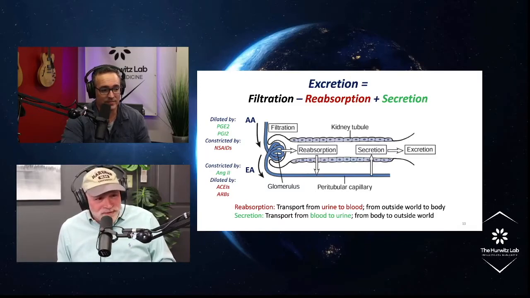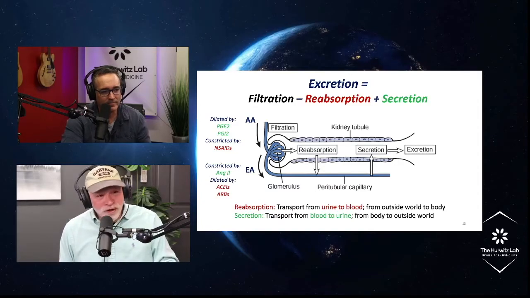So reabsorption is a big thing. The proximal tubule does two-thirds of that for most of the GFR. So most of the GFR is reabsorbed in the proximal tubule, 67% or so. And then, of course, secretion, like potassium, in the distal nephron. And then what ends up being excreted is whatever is filtration minus reabsorption plus secretion.